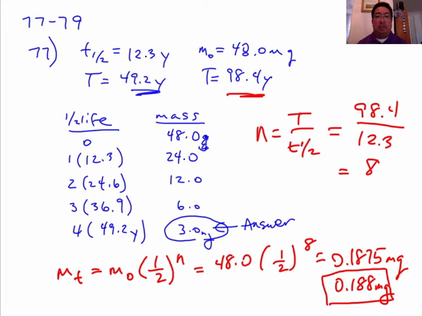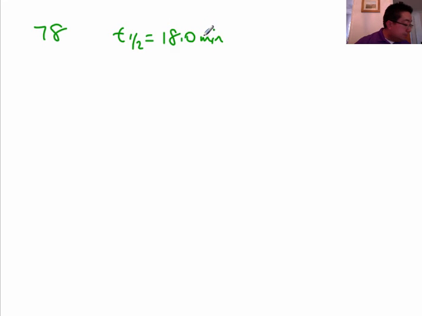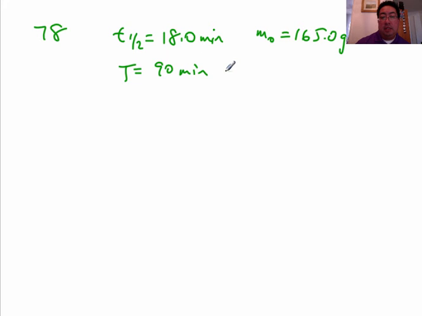So now let's move on and do 78. So I'm going to switch the page here. In 78, they say technetium has a half-life of 18 minutes. So T1/2 equals 18.0 minutes. And it says, we have the original amount is 165.0 grams. How much remains after 90 minutes? So the total time is 90 minutes. So we want to know what the mass is after 90.